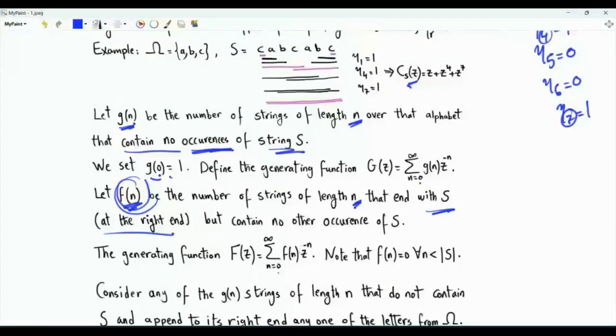Note that by definition, f of n is equal to 0 if n is less than the length of the string, because f of n counts the strings in which S occurs exactly one time. So you need S to appear. n must be the length of S or more. If small n is strictly less than the length of S, then f of n is equal to 0. We need to obtain this generating function. The way to go is to obtain these two together.